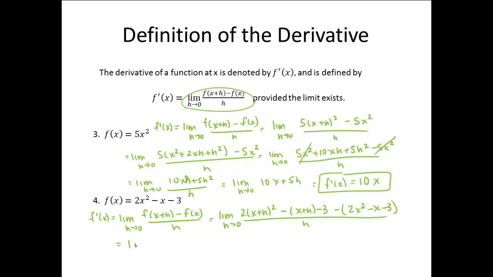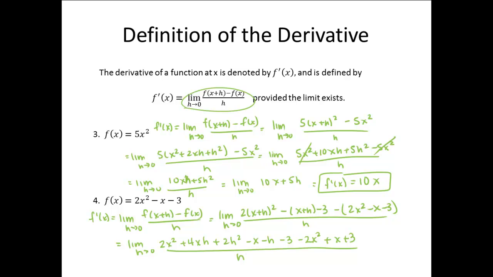Next line, the limit as h approaches 0. And I'm going to expand this x plus h, distribute the negative, and distribute this negative over here. I'm actually also going to distribute this 2 as I expand it. So I'm going to have 2x squared plus 4xh plus 2h squared minus x minus h minus 3 minus 2x squared plus x plus 3 all over h.